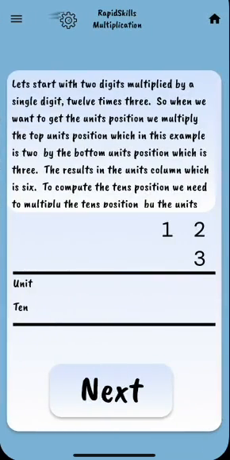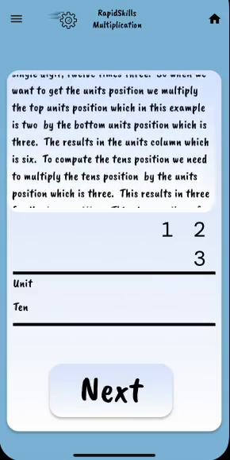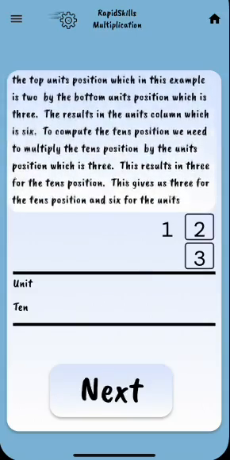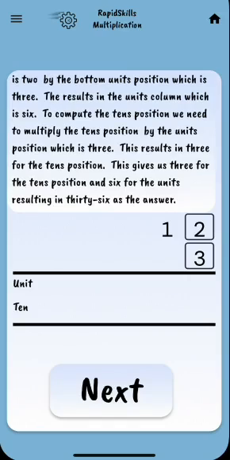Let's start with 2 digits multiplied by a single digit, 12 times 3. So when we want to get the units position, we multiply the top units position, which in this example is 2, by the bottom units position, which is 3. This results in 6 in the units column. To compute the tens position, we need to multiply the tens position, 1, by the units position, which is 3. This results in 3 for the tens position. This gives us 3 for the tens position and 6 for the units, resulting in 36 as the answer.